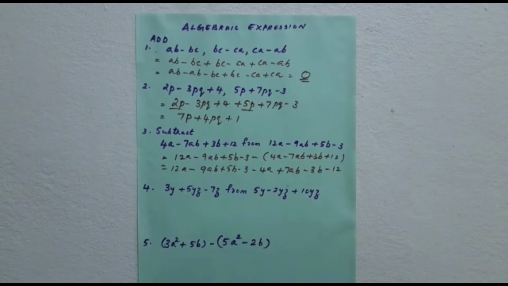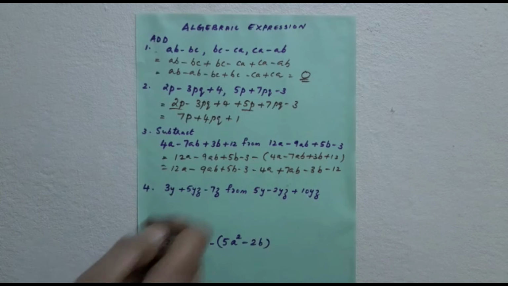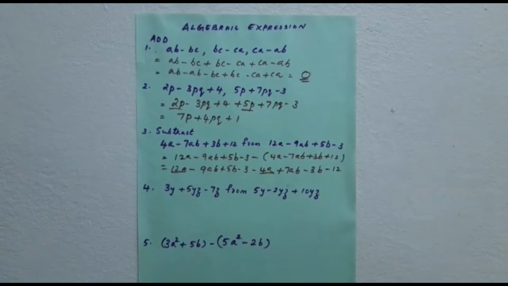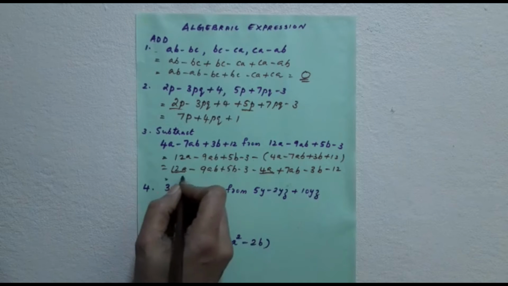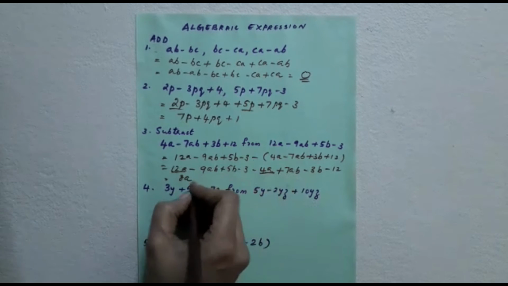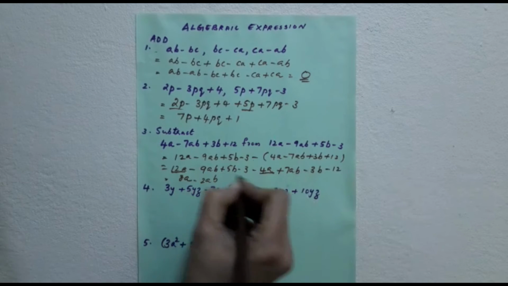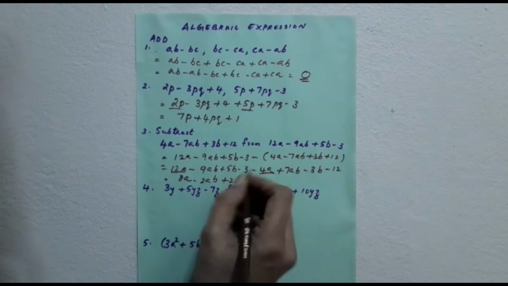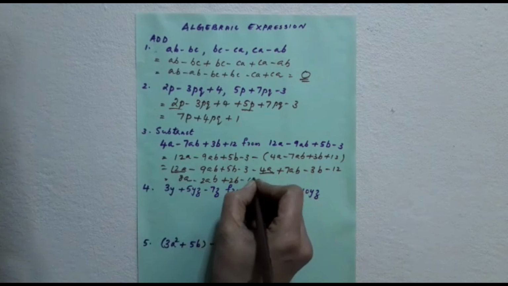Now we have to arrange the like terms. So this is 12a along with minus 4a, and 12 minus 4 becomes 8a. Minus 9ab and plus 7ab becomes minus 2ab. Plus 5b and minus 3b becomes plus 2b. Minus 3 and minus 12 becomes minus 15.